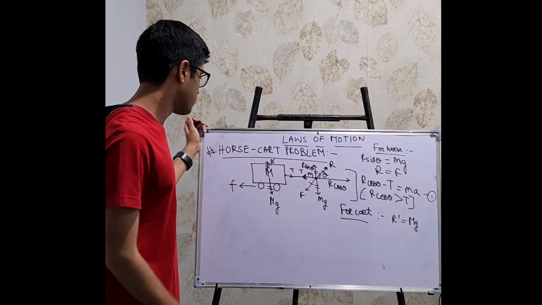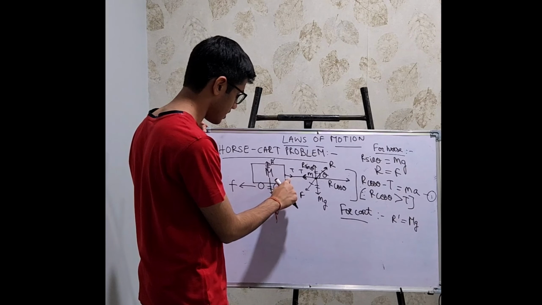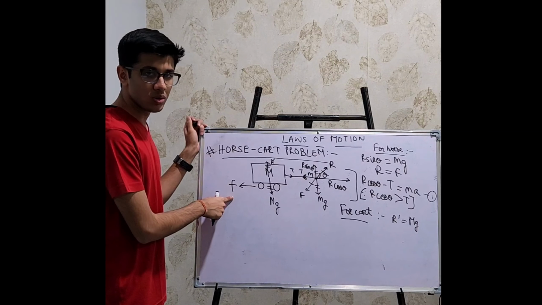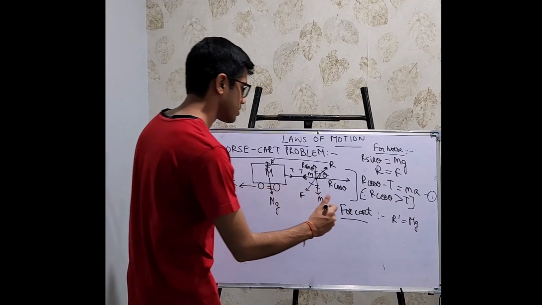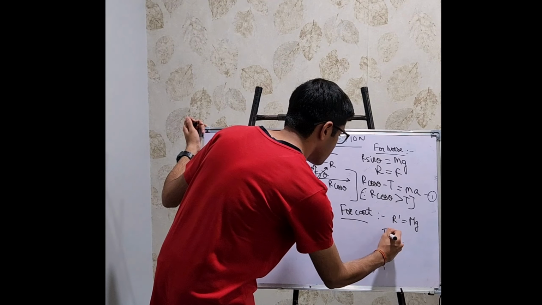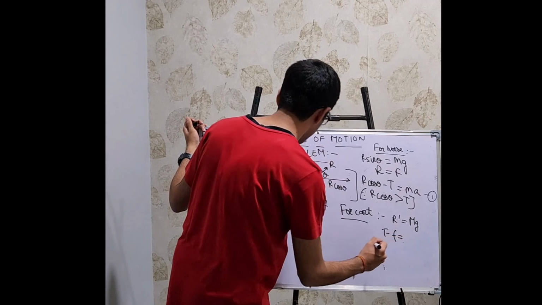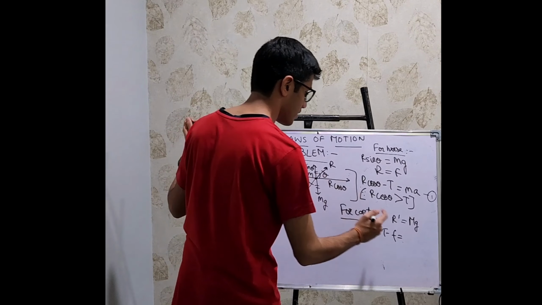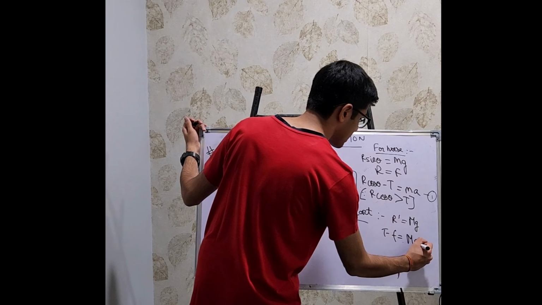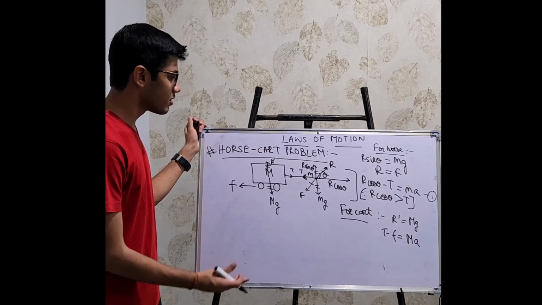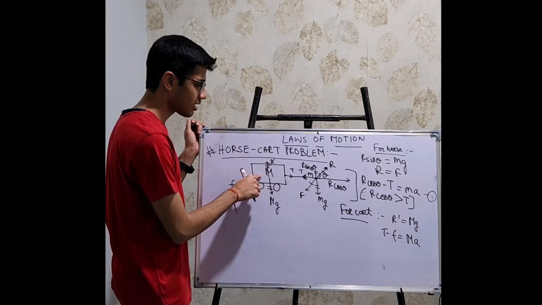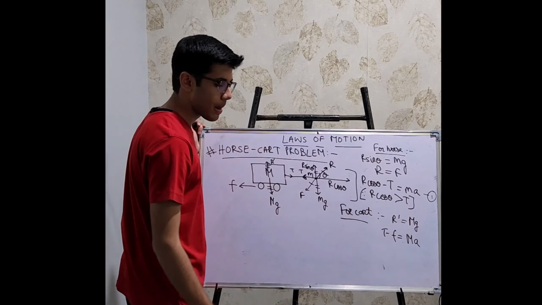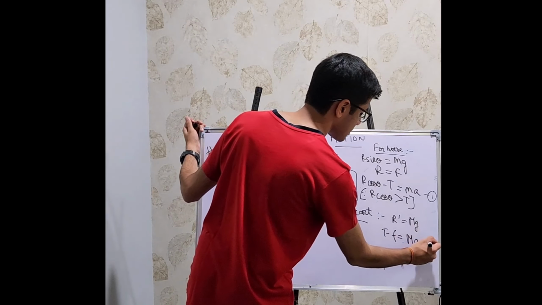For the cart to move, this tension T has to be greater than the friction which is opposing the motion of the system. So that means tension T minus friction F is equal to the net force. Net force is equal to mass, capital M, into acceleration. The acceleration of the cart is equal to the acceleration of the horse, so they are represented by the same letter A. And this is equation 2.